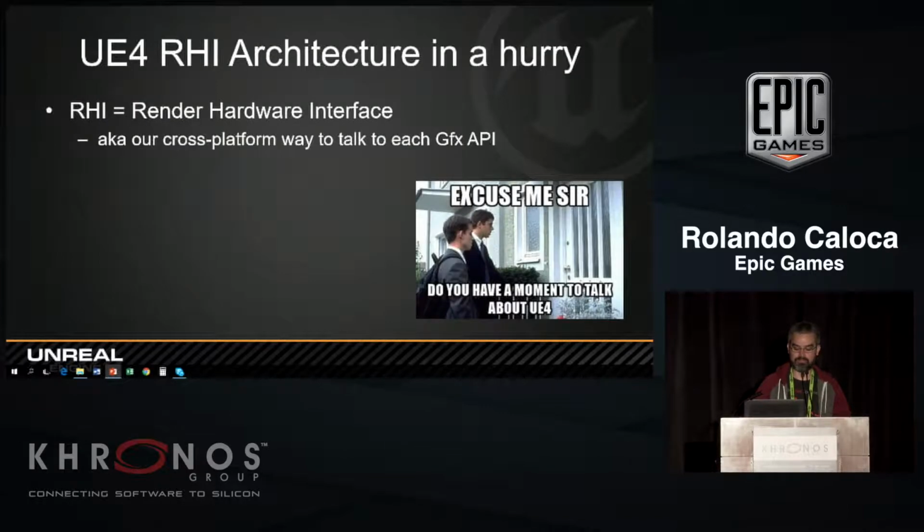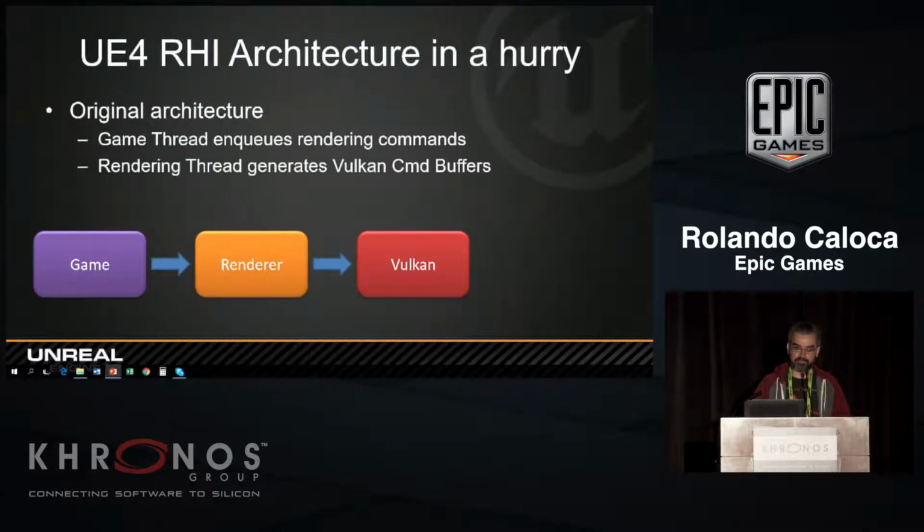So what is the RHI? The RHI is basically the render hardware interface. It's our API for Vulkan or D3D. It's the way we talk to each of the graphics APIs. So originally, UE4 had an architecture where there was a game thread and a render thread. The game thread would enqueue commands for the render thread, and then the render thread would basically call the driver, in this case, Vulkan.